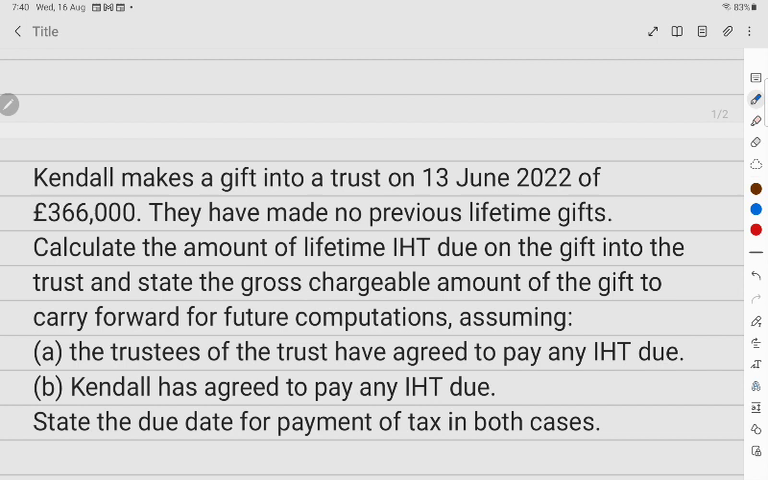Now, the next question, again from the Kaplan study text. Kendall makes a gift into a trust on 13th of June 2022 of 3,66,000. They have made no previous lifetime gift.